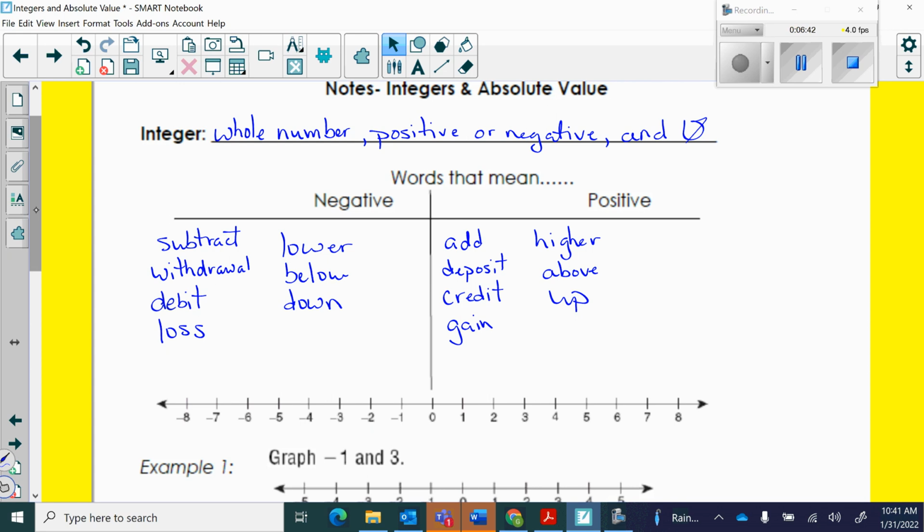Those ones don't really have a positive or negative because it's just repeated addition. So I guess if you were forced to put it on a side, multiplication would be positive. Division would be negative because that's repeated subtraction. Does this make sense? Any other words you guys think we should add in here?